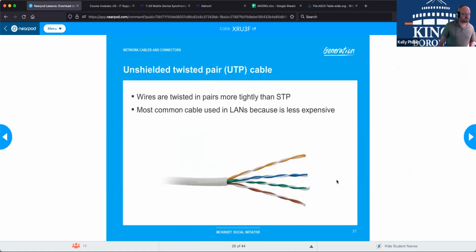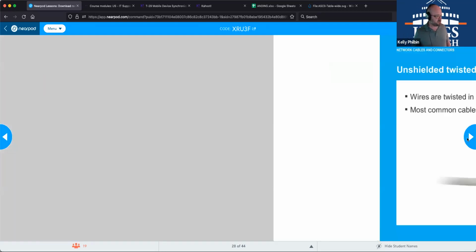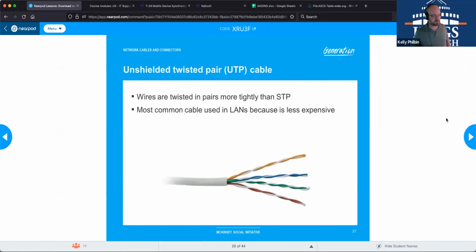Overall, this tends to be your most commonly used in networks because it is the least expensive. No additional materials needed. It's easier to work with. And not every location is going to need that shielding from interference. So that is the difference. Shielded, tin foil, unshielded, no foil.